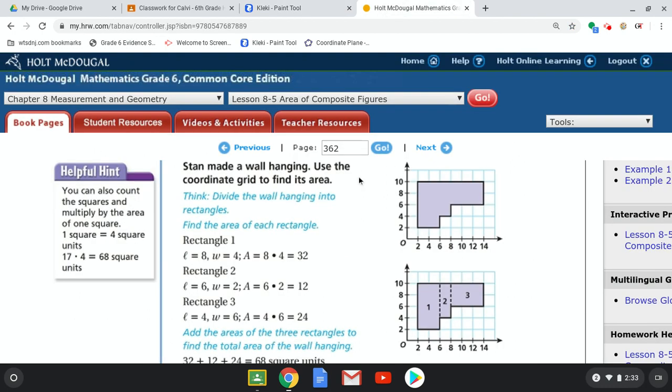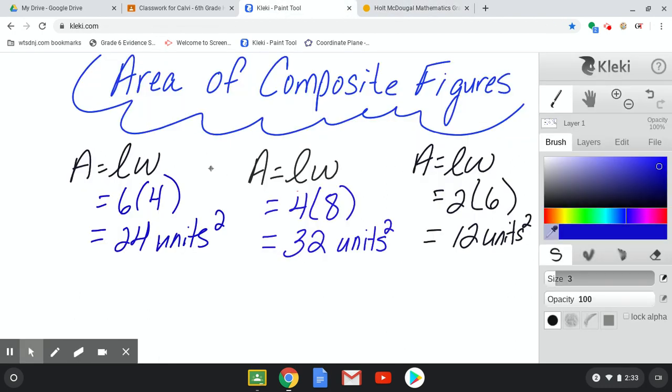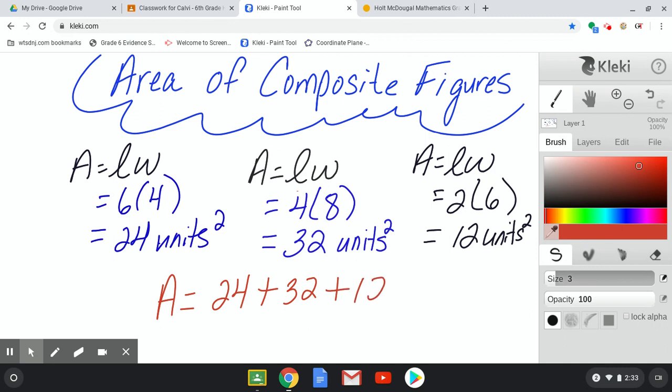Now, to find the area of the entire figure, you know we're going to now add all three of these together. So my area is equal to 24 plus 32 plus 12, and that would give us 68 square units for our final answer.